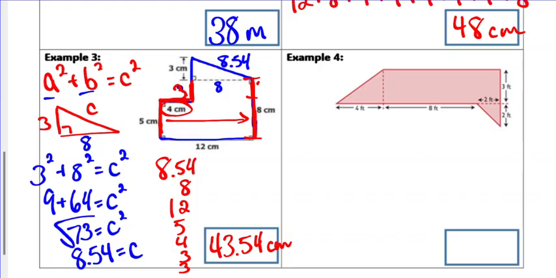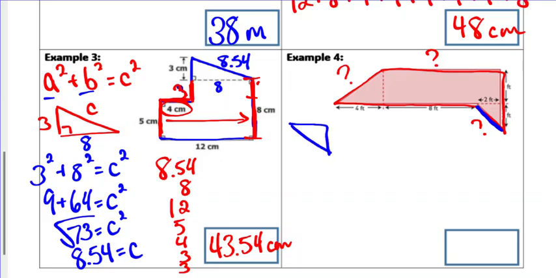I see the same kind of thing happening here. I'm missing some slanted sides there. So I have to find that side, I have to find that side, and I have to find this side. Those are my missing sides. I'm going to deal with this one first. So I have that triangle. We have 2 labeled there for the dashed line, 2 labeled there. And I have a right angle here.